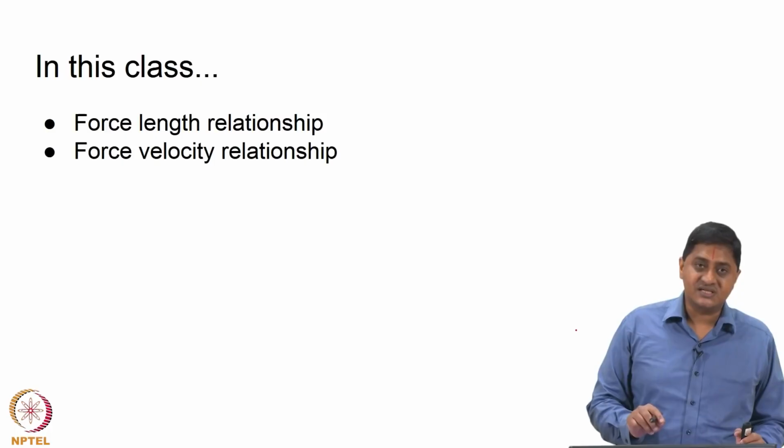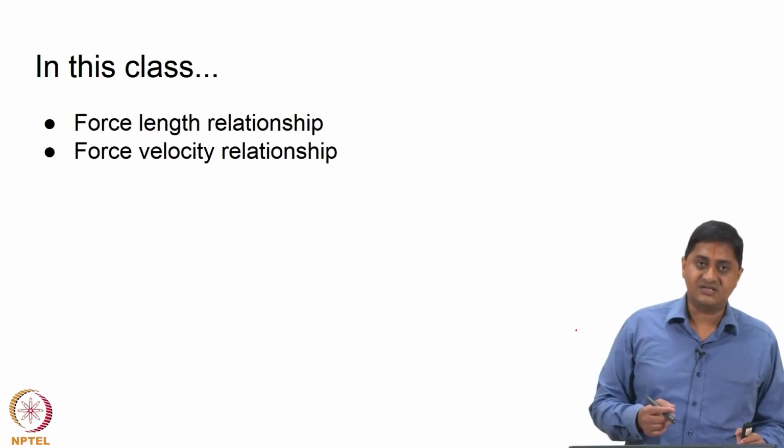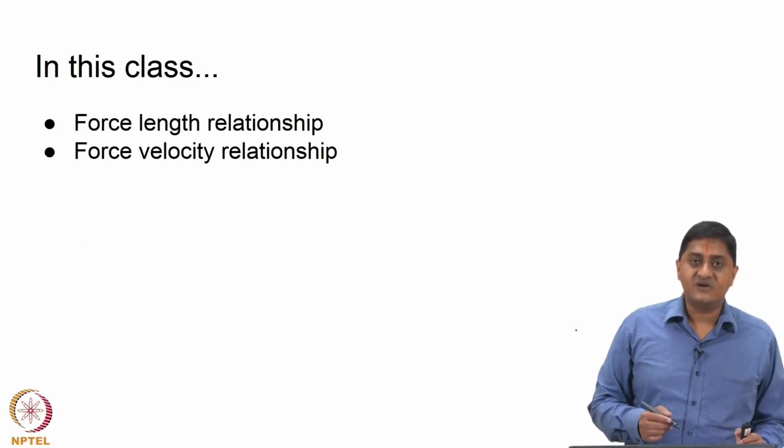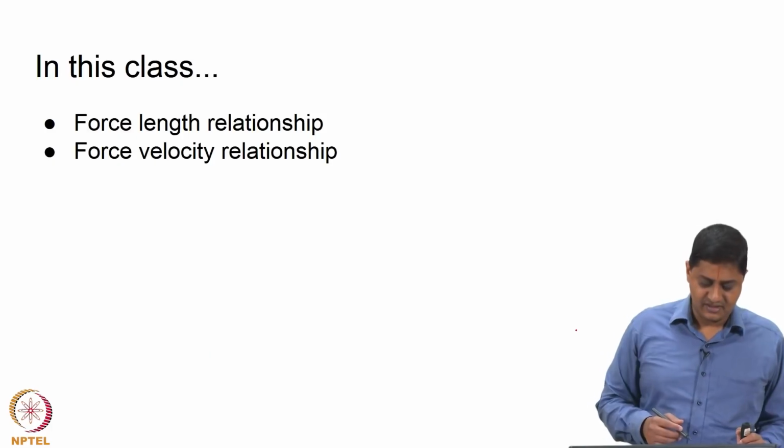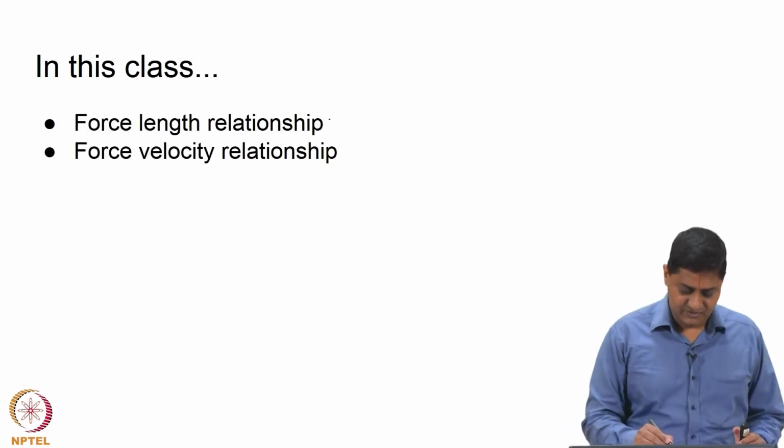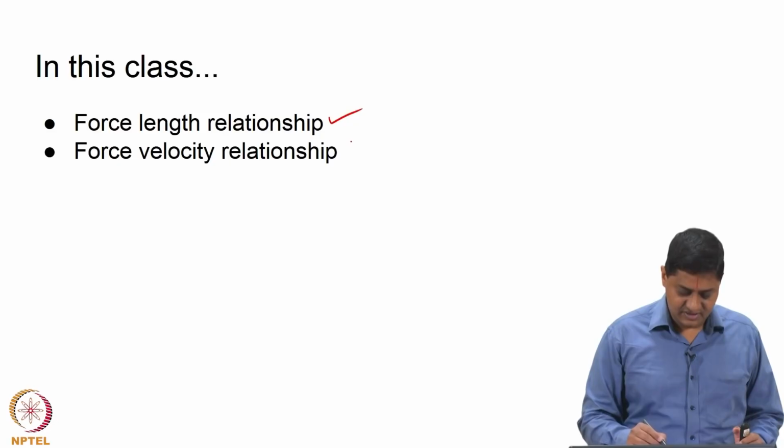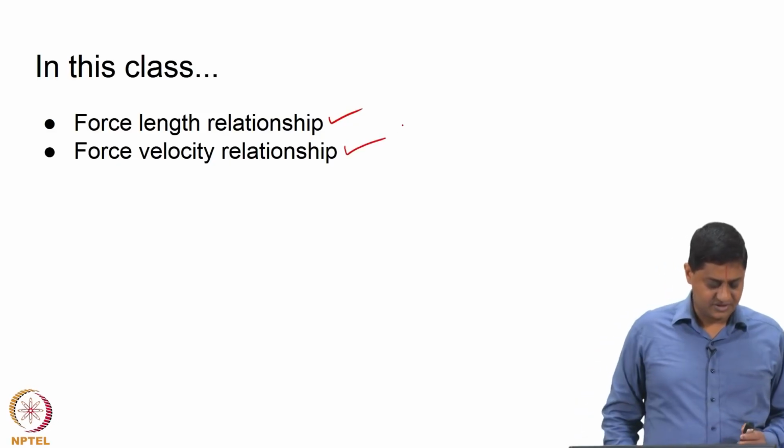In today's class, we will be discussing the rate at which the muscle length changes. That is what is called the velocity of shortening for a muscle, and how this velocity of shortening of a muscle interacts with force is the other point that we will discuss. So, we will be discussing force length relationships and force velocity relationships.